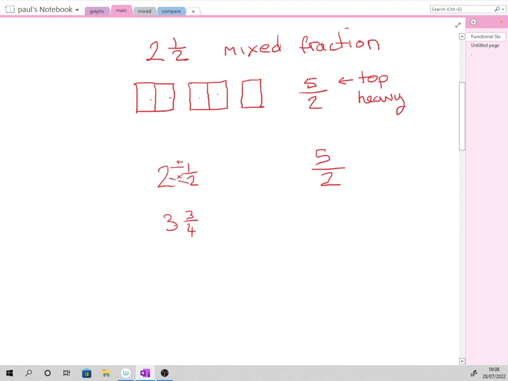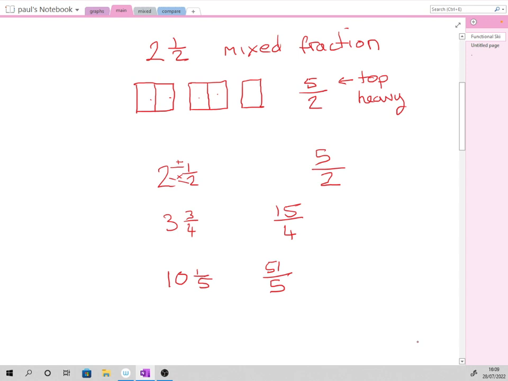Let's do this. 3 and 3/4. 4 times 3 is 12, plus 3 is 15. So that becomes 15/4. So the denominator, the bottom, times the big number, and then the result of that you add the top number, the numerator. So 10 and 1/5: everything's over 5, so 5 times 10 is 50, plus 1 is 51.